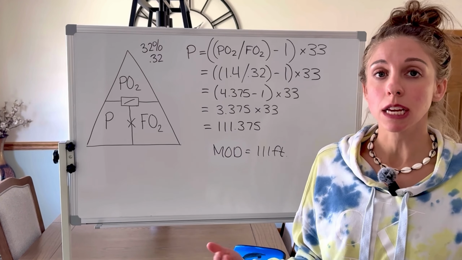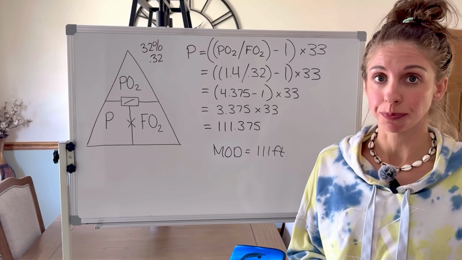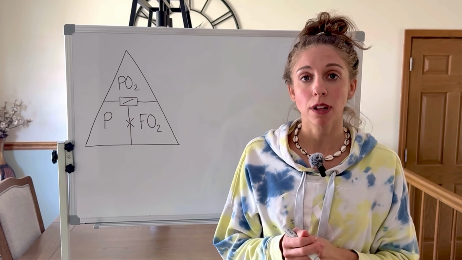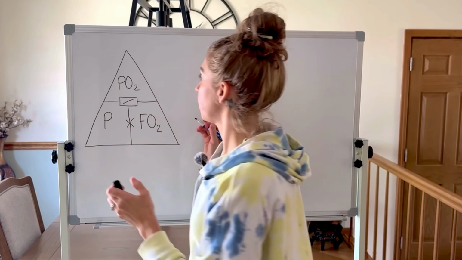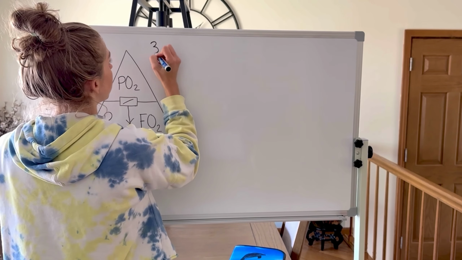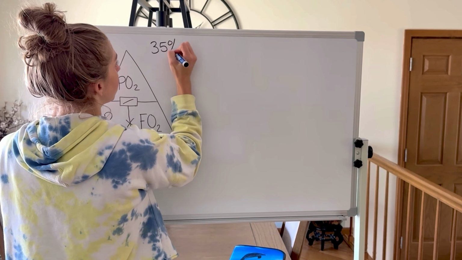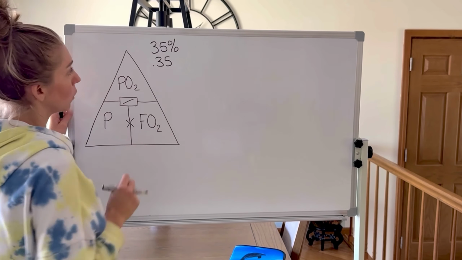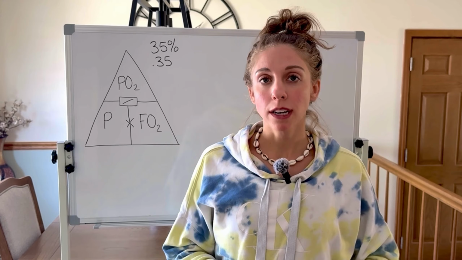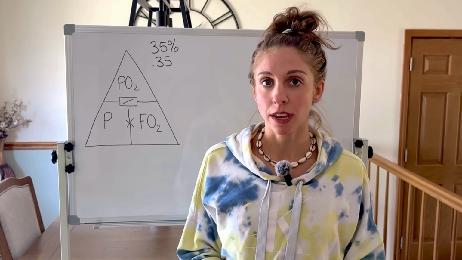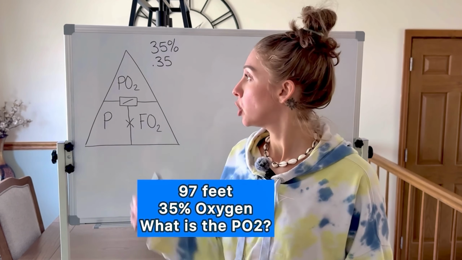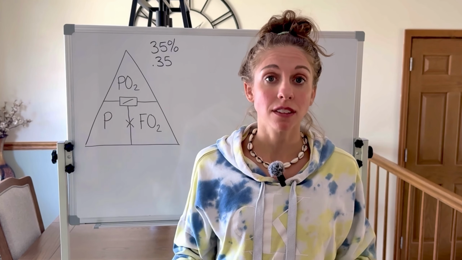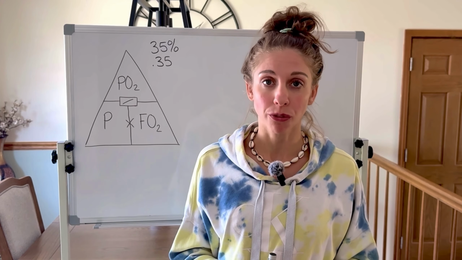So next, we're going to calculate our oxygen partial pressure. And this time we'll use an example of 35% oxygen, which is going to be 0.35 for the FO2 value. For example, if you wanted to dive, say 97 feet, and you wanted to use 35% oxygen, is that a good enough blend, or is that a safe blend where you're not going to exceed 1.4 ATA?